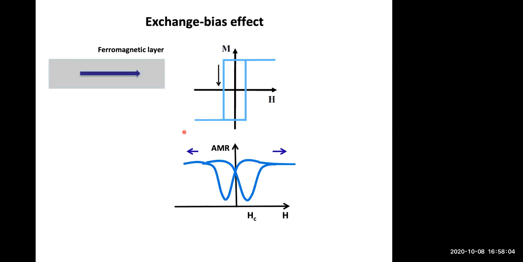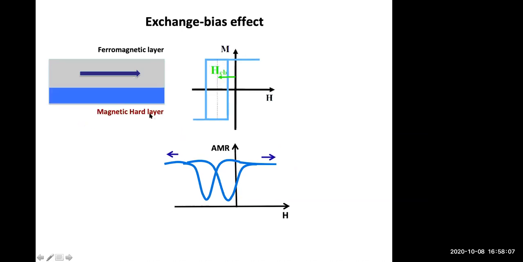Now, if I put this ferromagnet in proximity to a magnetically hard layer and do the same measurement, you will see that the hysteresis response of the ferromagnet on top is shifted from the origin, and the same happens for the AMR response. So you get an exchange bias shift denoted by H_EB, and there will obviously be a change in coercivity as well, depending on how the system performs. But the main take-home message here is that you need an interface effect to create such a phenomenon.